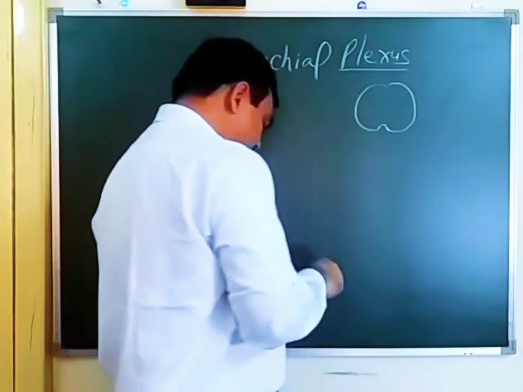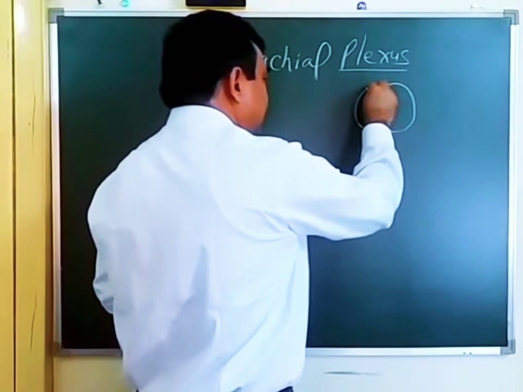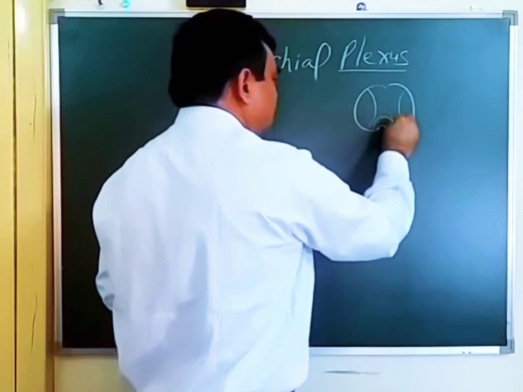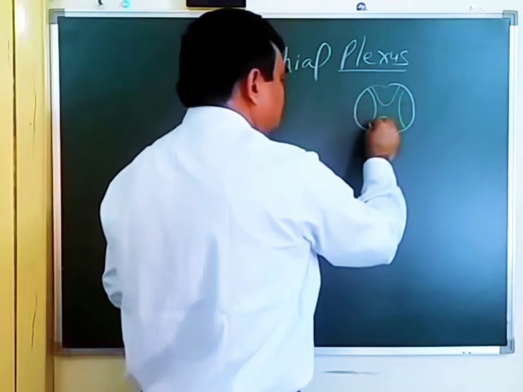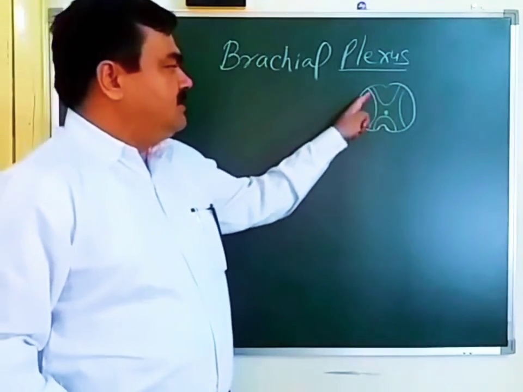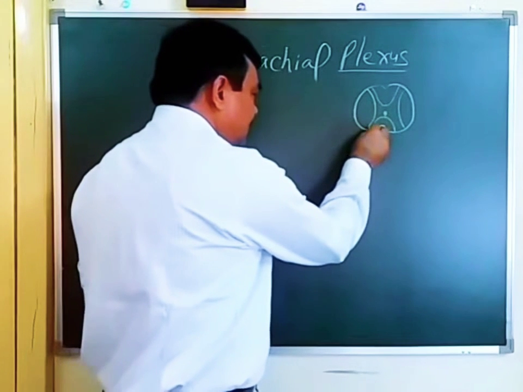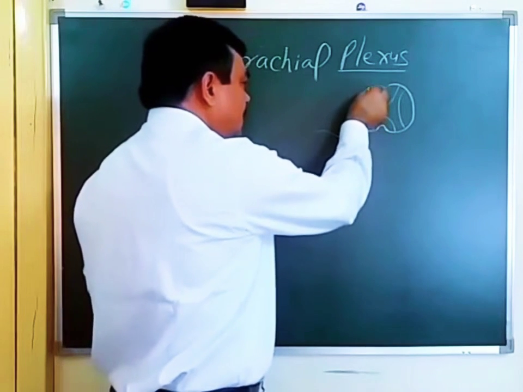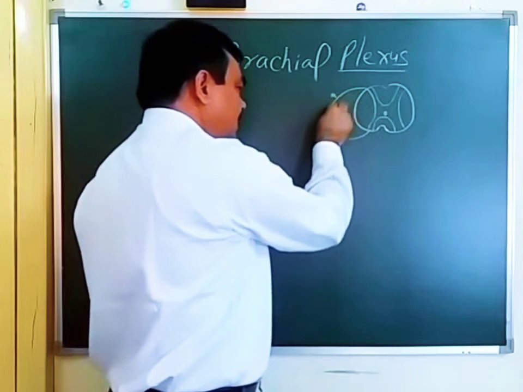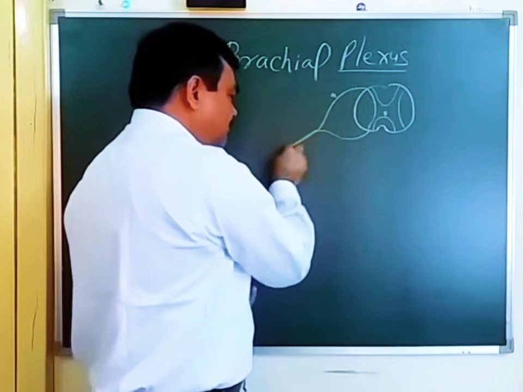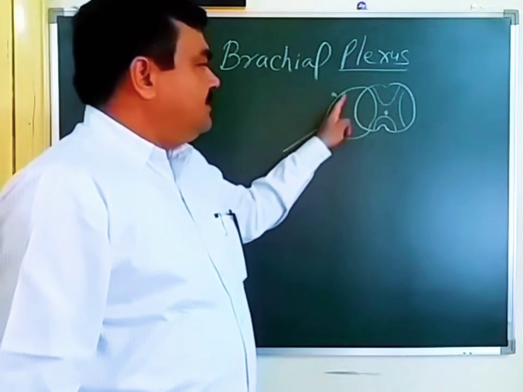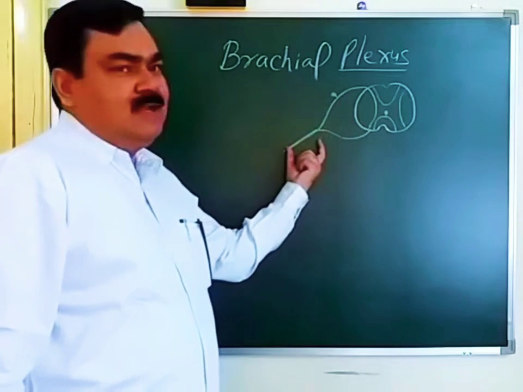This is a diagram of the spinal cord. This is the ventral horn, this is the dorsal horn. Here is the ventral root and this is the dorsal root. Here is the pseudounipolar ganglion. Now this is the spinal nerve. So this is the ventral root of the spinal nerve, this is the dorsal root and this is the spinal nerve.